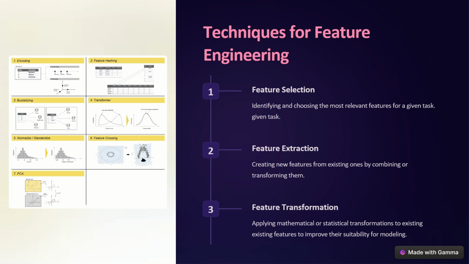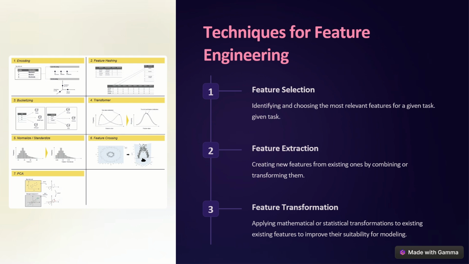So first, feature selection. This is all about picking the most important features for your model. It is like choosing the best ingredients for a recipe. Only the good stuff makes it in. So basically we have lots and lots of data. We will select the most important data from it and we will work on it.